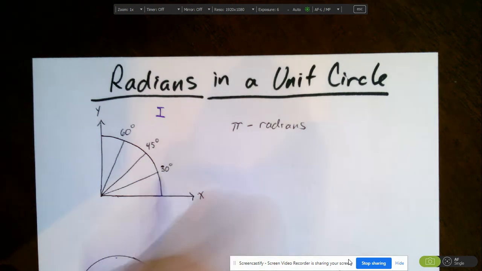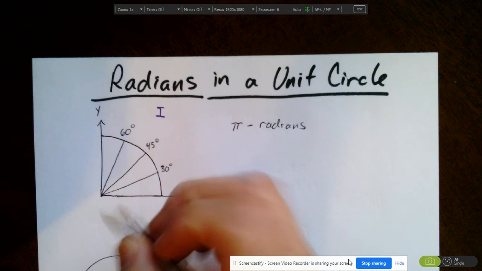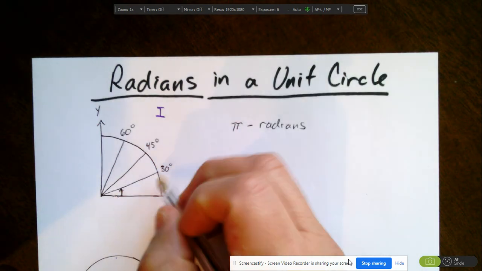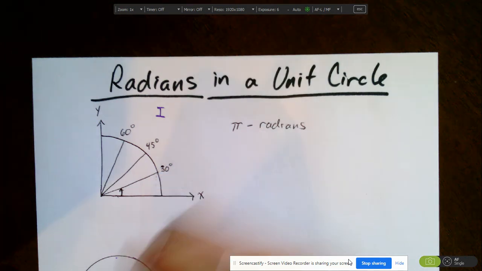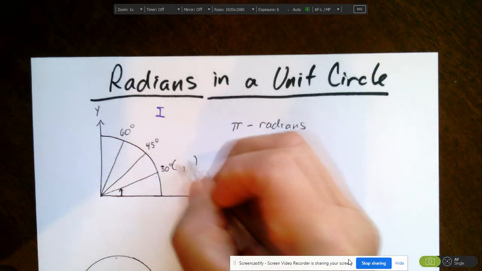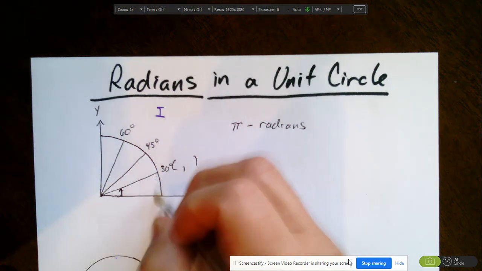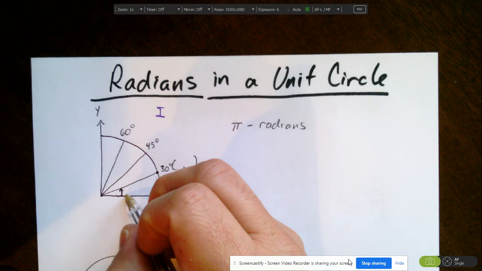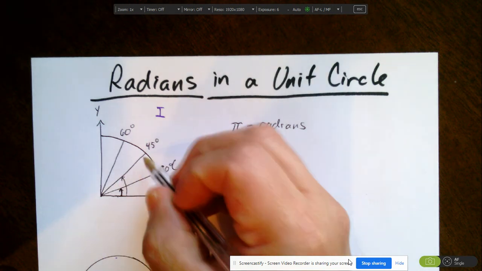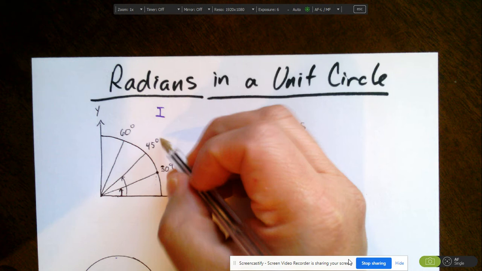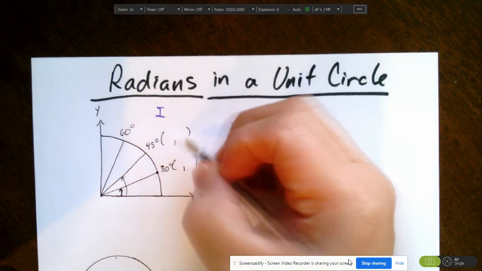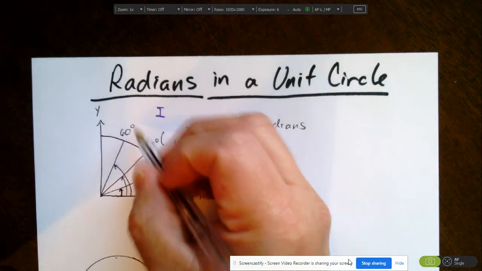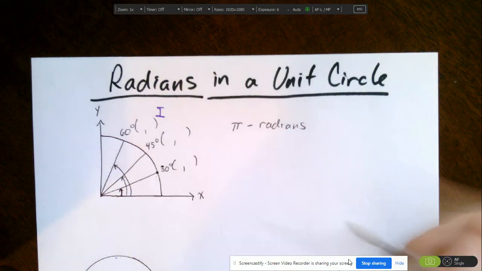When we talked about the 30 degrees, we showed that if we go 30 degrees here and drop a triangle there, we were able to find the x and y coordinates of that point right there. We did the same thing with 45 degrees. If we drop the triangle there, we were able to find the x and y coordinate of that. And we did the same thing with 60 degrees, and we're able to find the x and y coordinate for that.